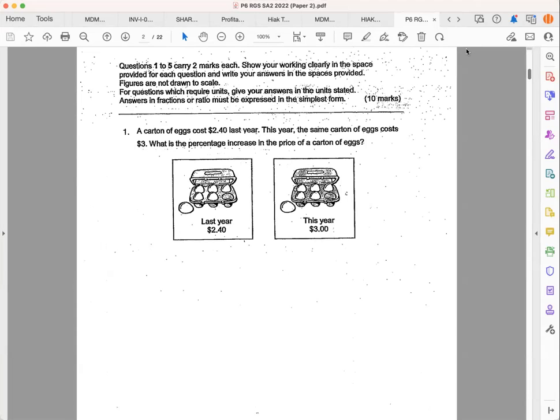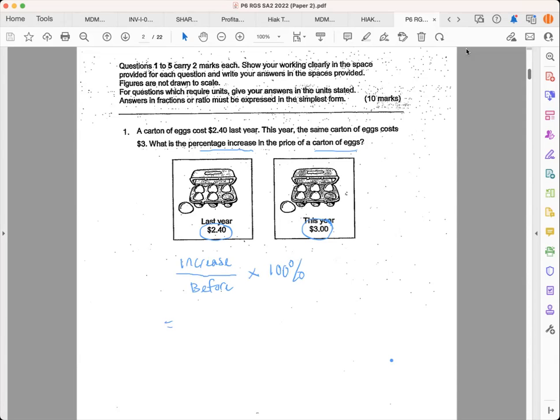A carton of eggs cost $2.40 last year. And this year, the same carton costs $3. So what is the percentage increase in the price of a carton of eggs? The approach to solve percentage increase is this. You need to know the amount increase, over the price before the increase, multiply by 100%. So this is the approach.